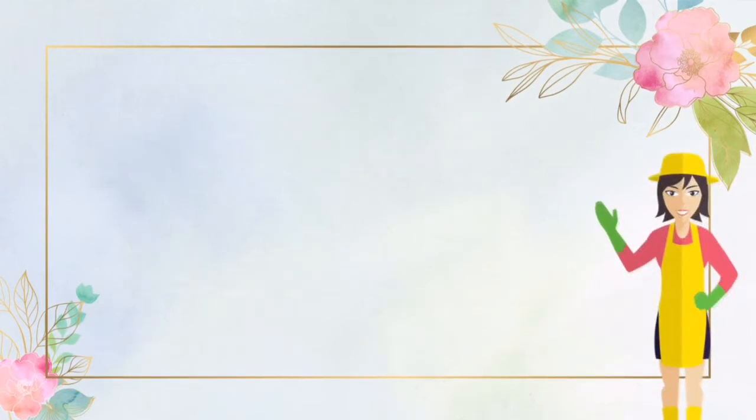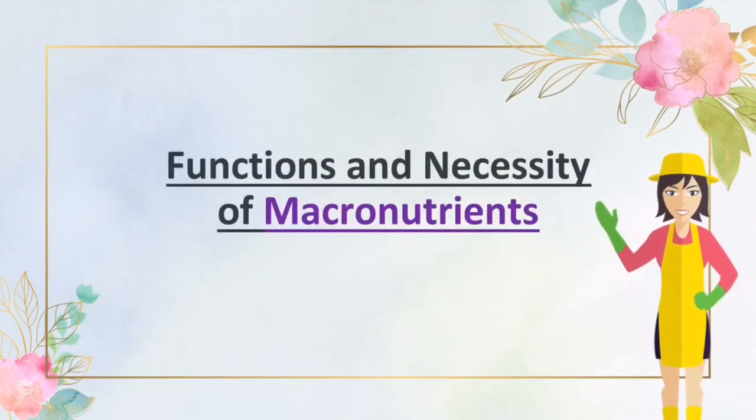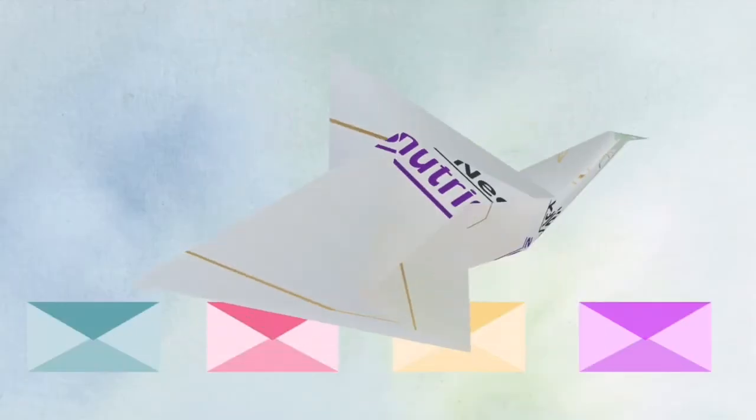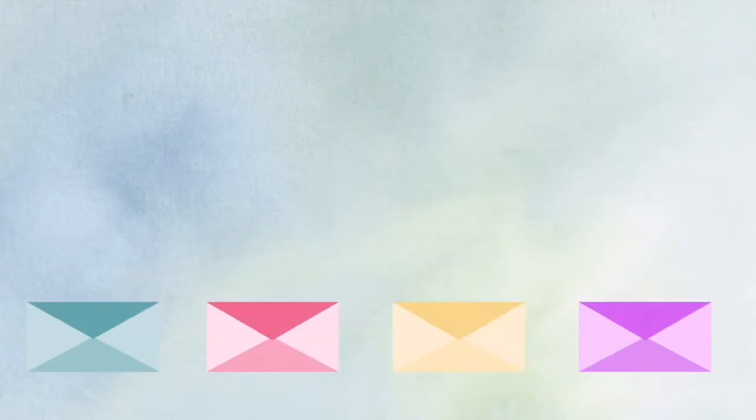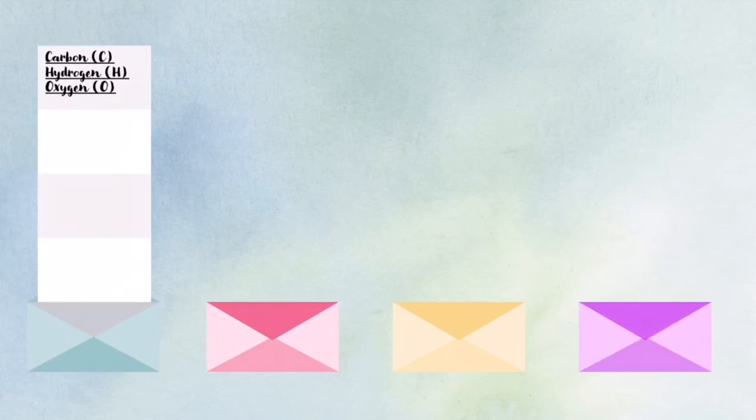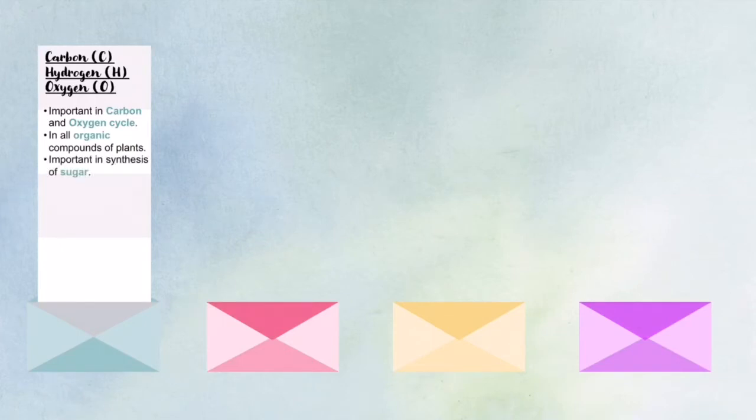Now, let's go a little bit deeper and learn about the functions and necessity of macronutrients. First off, we have the three main components, which are carbon, hydrogen, and oxygen. These three main components are important in the carbon and oxygen cycle. They are components in all organic compounds of plants, and are also important in synthesis of sugar. If a plant lacks these three elements, there will be no photosynthesis, there will be less oxygen released, and lastly, the plant's growth will be stunted and can also cause death. This is because there is no glucose.